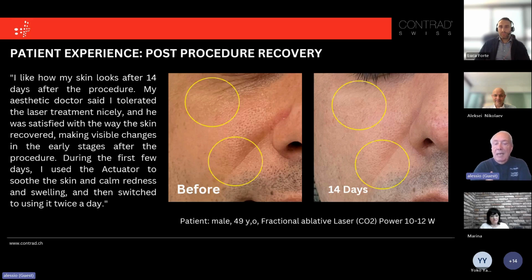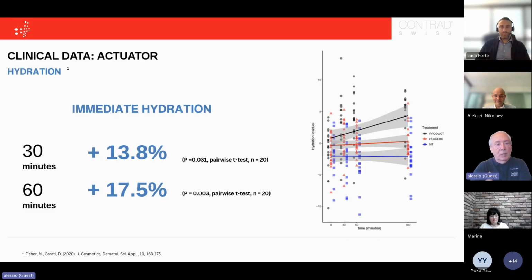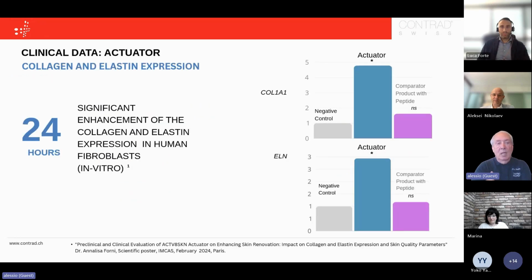This male was 49, and you see the power of laser. We counted and calculated, also with other patients, some clinical data. You see the immediate hydration in 30 minutes is 14% more, and in 60 minutes it arrives at 18%.